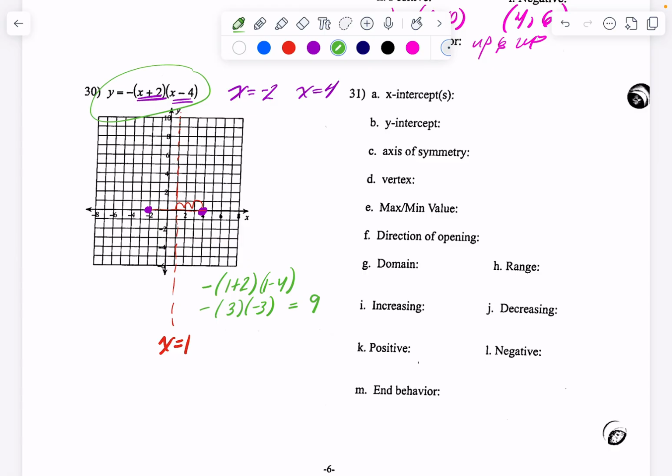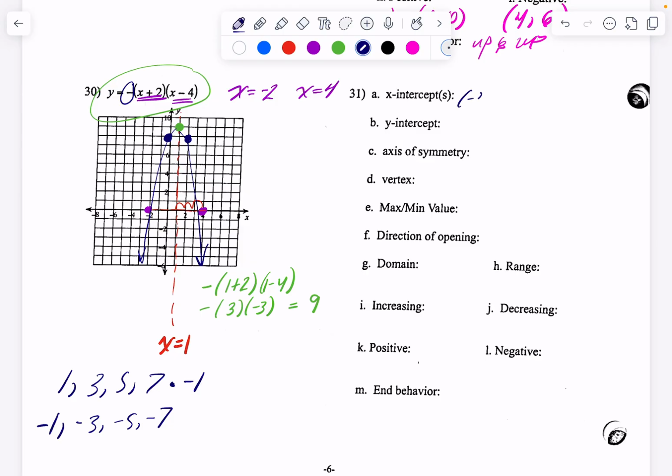So over 1 up 9 is the vertex. And then we're going to do the 1, 3, 5, 7 times negative 1. Since our a value is negative 1, so that'd be negative 1, negative 3, negative 5, negative 7. So over 1 down 1, over 1 down 3. And that's enough points to get graphed.